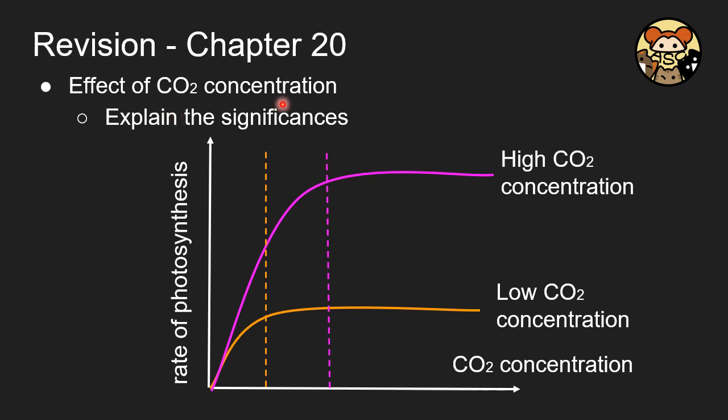So how about carbon dioxide concentration? Here are two graphs. The purple one corresponds to a higher carbon dioxide concentration, while the orange one corresponds to a lower carbon dioxide concentration. You may notice that both of them level off to a certain level. However, for the low carbon dioxide concentration, the maximum photosynthesis rate is much lower than the higher one. And also, the saturation point for the lower one is reached much sooner than the higher one. So, you have to understand how to find similarities and differences in these kinds of graphs.